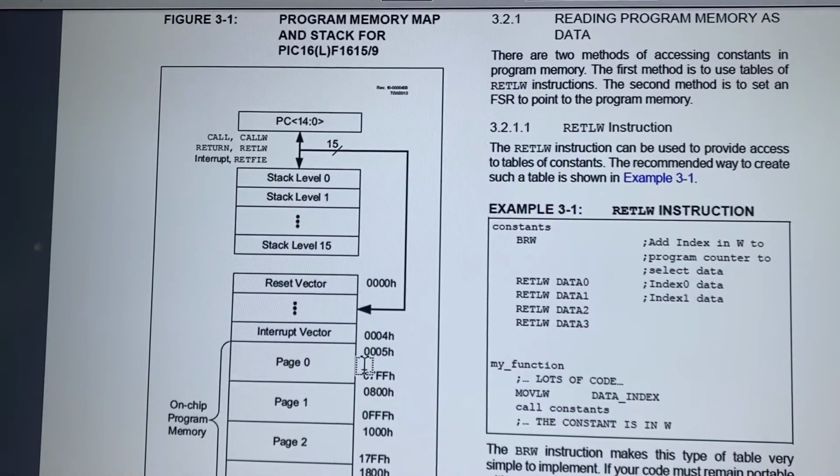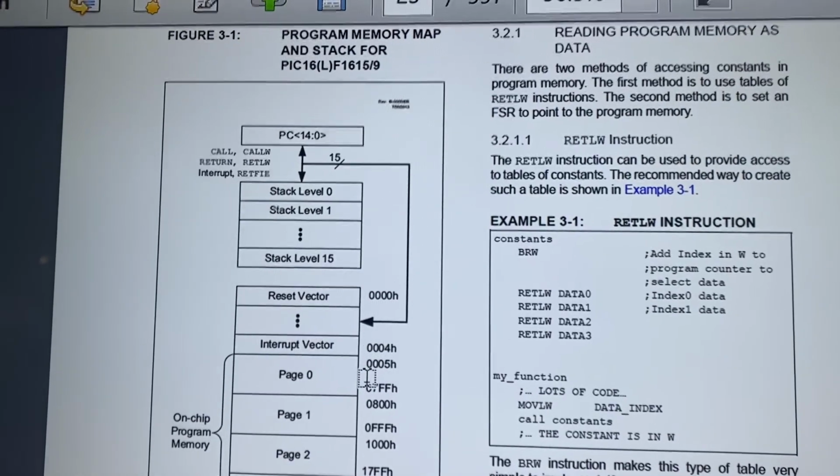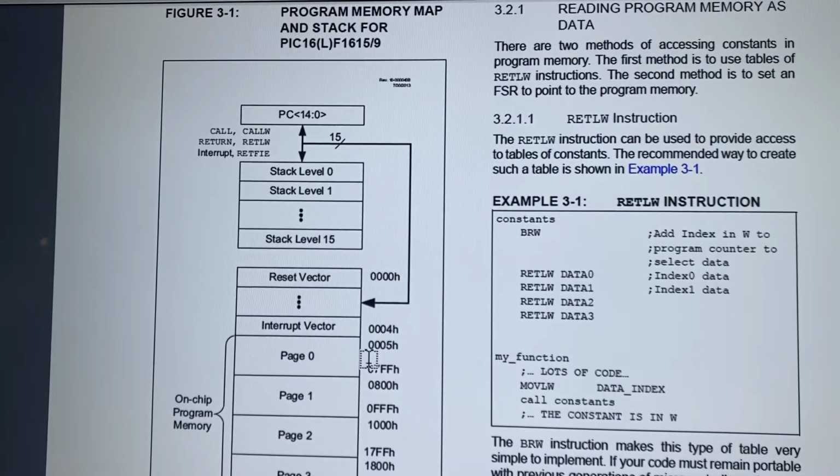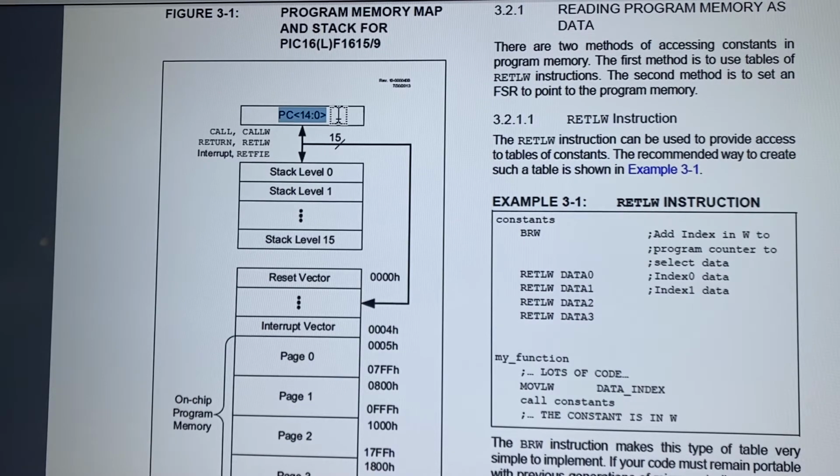Program memory map and stack. And I didn't say in my introduction, I am Professor Jimenez, and we are learning this topic today. So the program memory map and stack for the 1619 is formed by the program counter. The program counter is made of bits 0 through 14. The stack level is 16 locations, or 16 levels from 0 through 15.